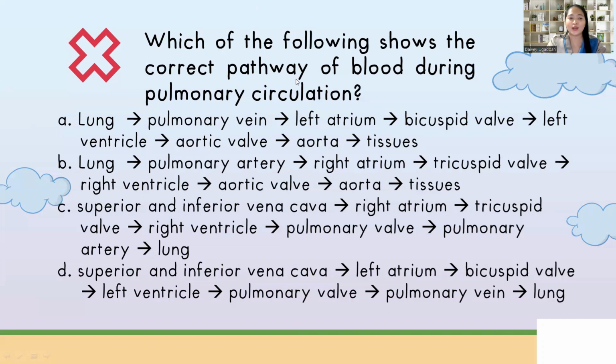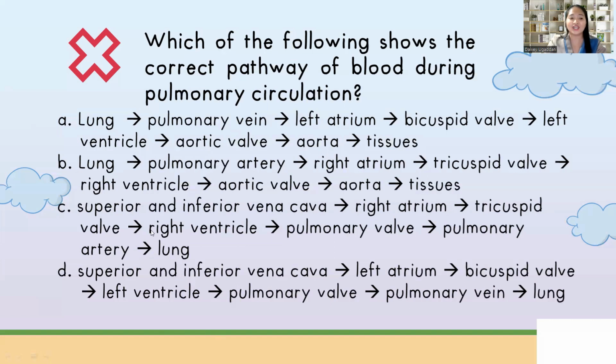So we can now eliminate A and B since they start with the lungs. So this is not correct. Now it leaves us with C and D. Again, the right side of the heart is the one involved in the pulmonary circulation, and the only option with the right part of the heart is letter C.